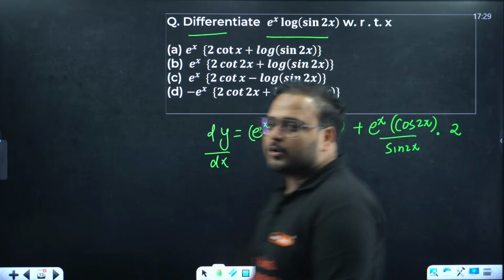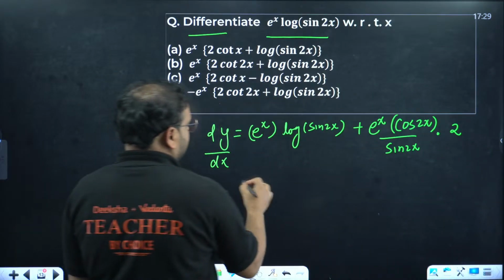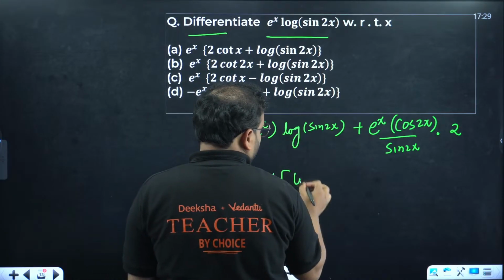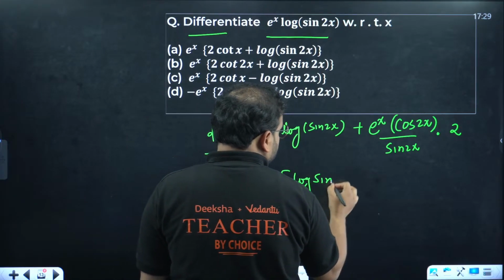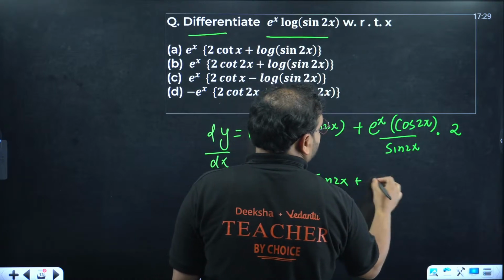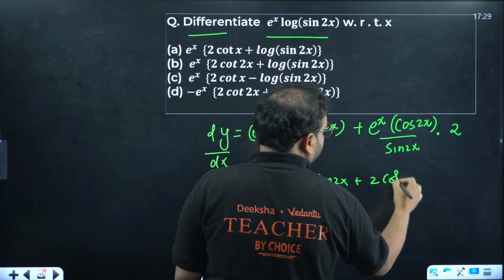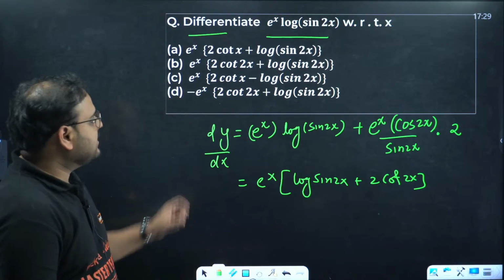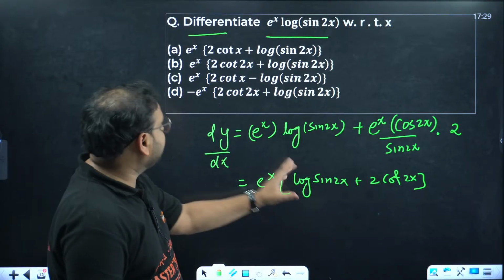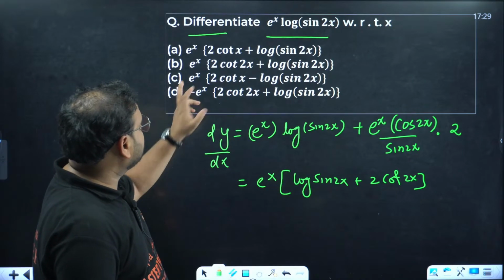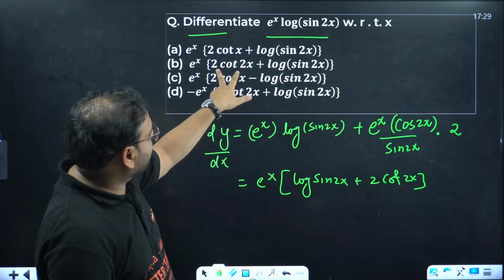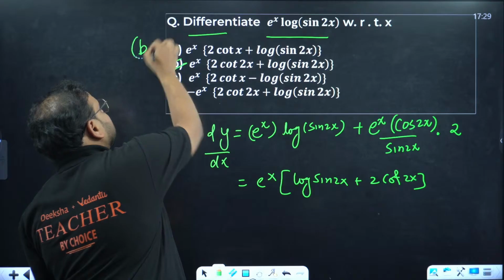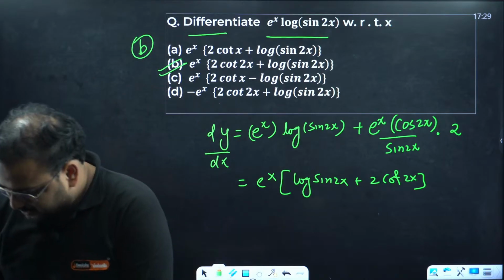Check if something is common. You'll get e power x common. Over here you'll have log sin 2x plus 2 cos by sin, which is cot 2x. So you're getting the answer as e power x times log sin 2x plus 2 cot 2x. There is no negative sign, so remove option C and option D. Answer B is correct.